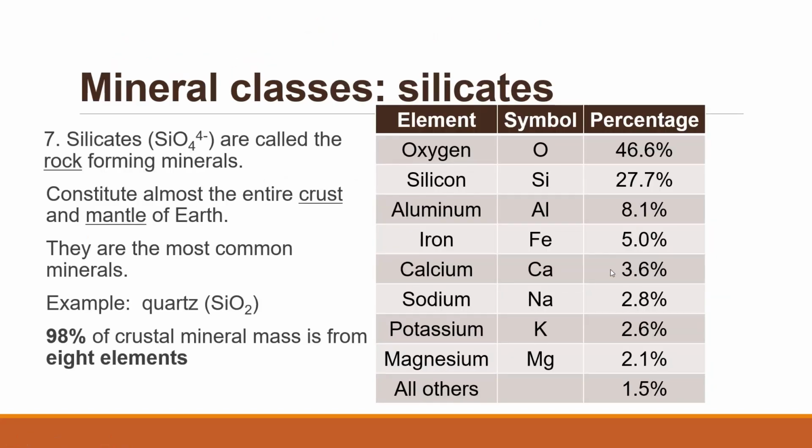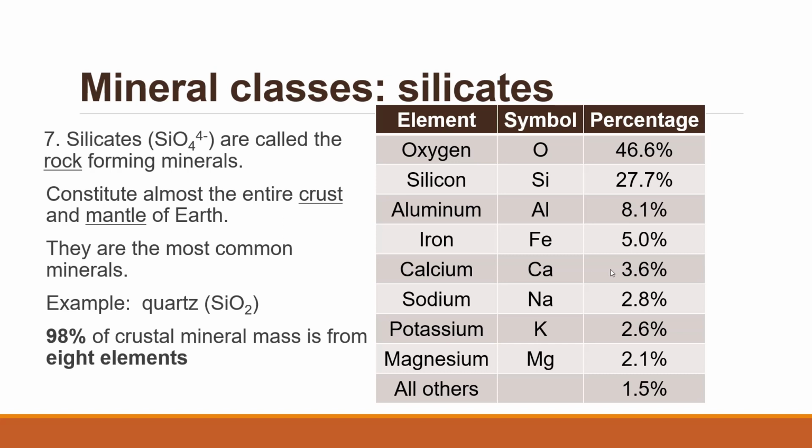And then the final group we're going to talk about are silicates. So silicates are called the rock-forming minerals. So this is where you have 1 silicon and 4 oxygen, and you have a net 4 negative charge. So they constitute almost the entire crust and mantle of the Earth. They are the most common minerals. An example will be quartz. Quartz is a bit of a unique example because it is just silicon and oxygen. So you have enough of these silicate tetrahedrons to balance each other out.